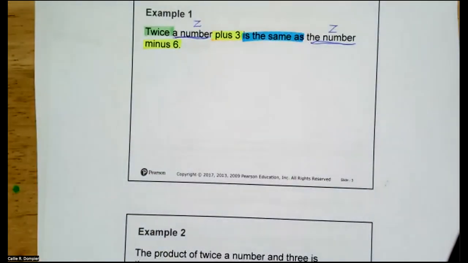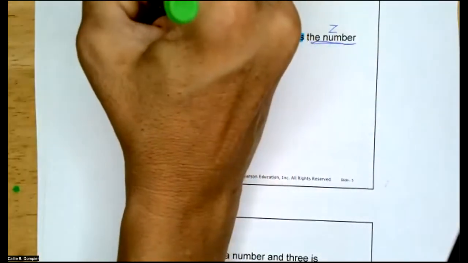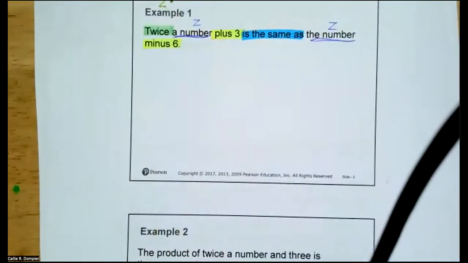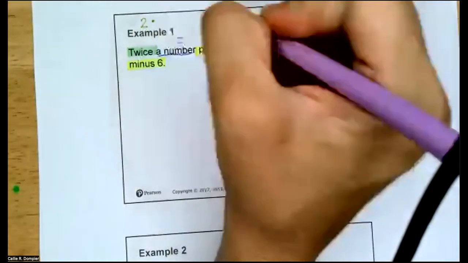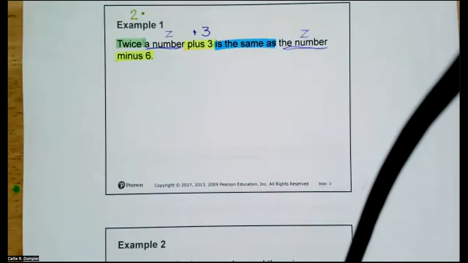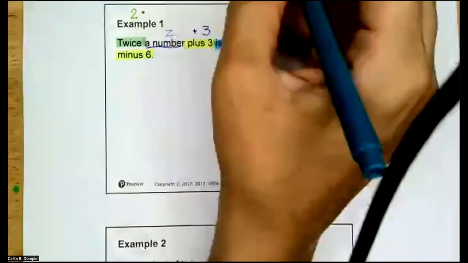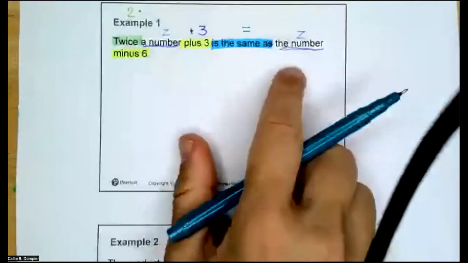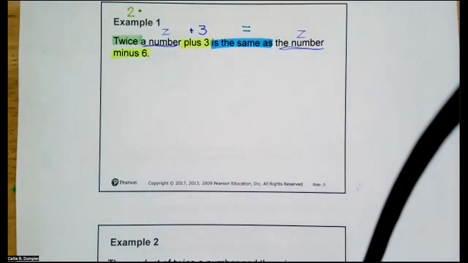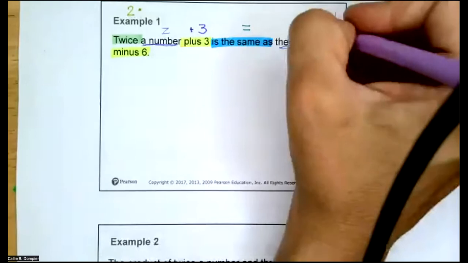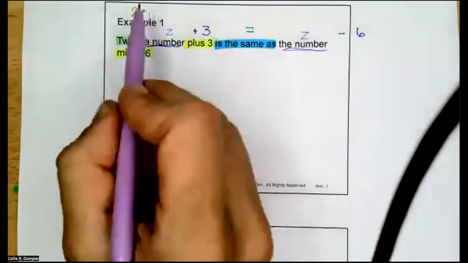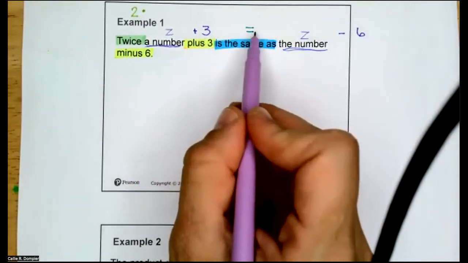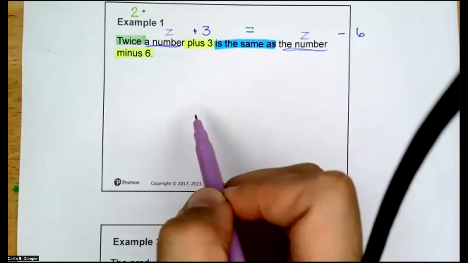Twice, if you do something twice, you've done it 2 times, right? So we're saying 2 times a number plus 3, I think we know, is the same as that same number minus 6. I'll put it right here. Good. So we have 2 times a number plus 3 is the same as that number minus 6.